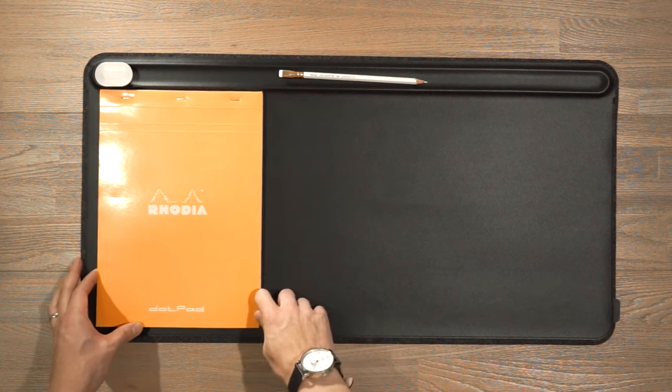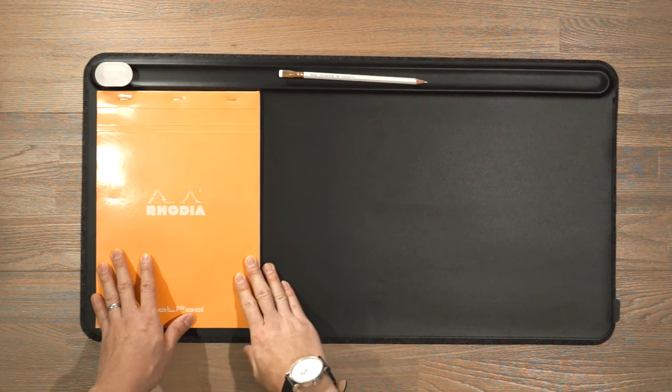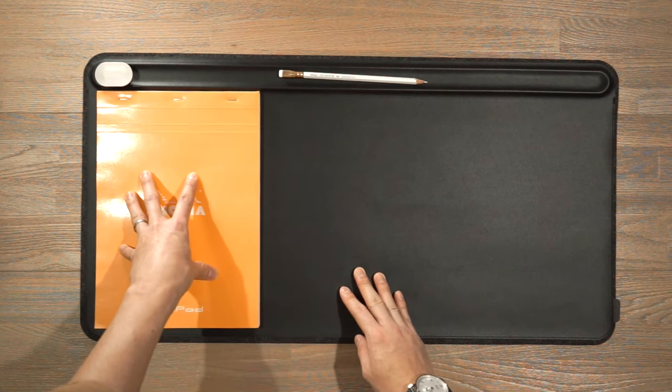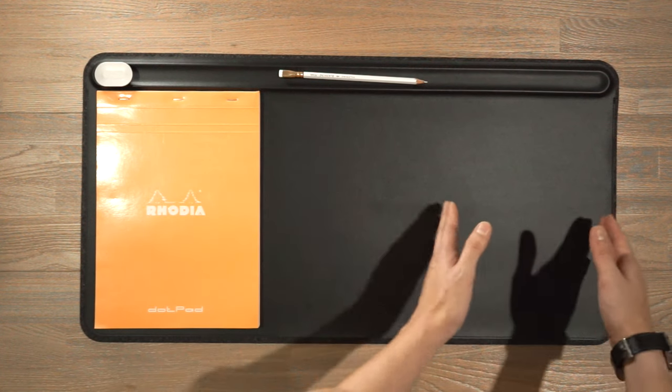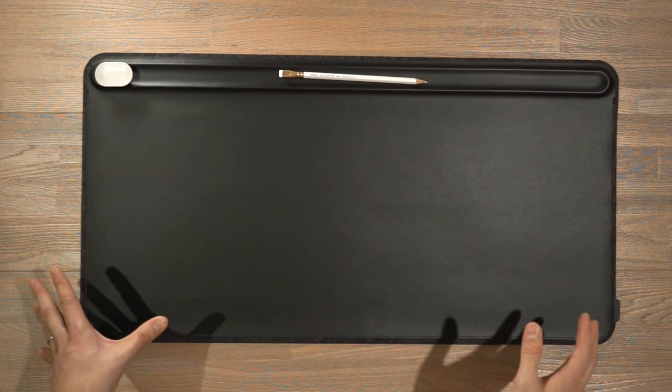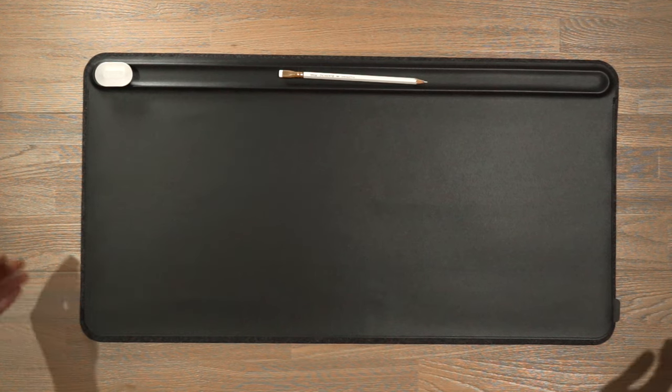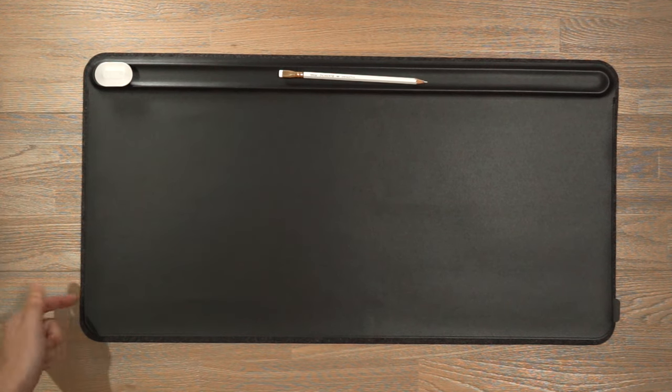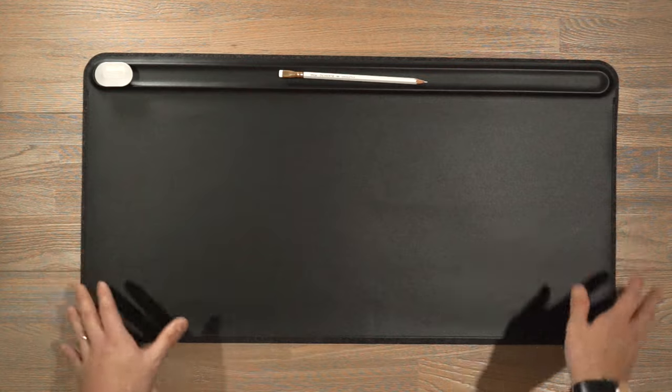So that's about three times the size of an A4 piece of paper. This is an A4 Rhodia dot pad and is about three times that side by side. The large size is slightly taller and slightly wider. It's 420 by 890, so a little bit bigger there.